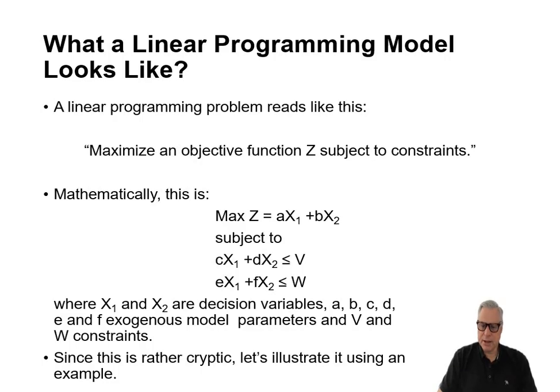Mathematically, this is maximize c equals a times x1 plus b times x2, where x1 and x2, those are decision variables, and a and b are parameters, like for example the unit profit or unit cost or something along these lines. And then as we maximize this objective function, we are subject to a couple of constraints.